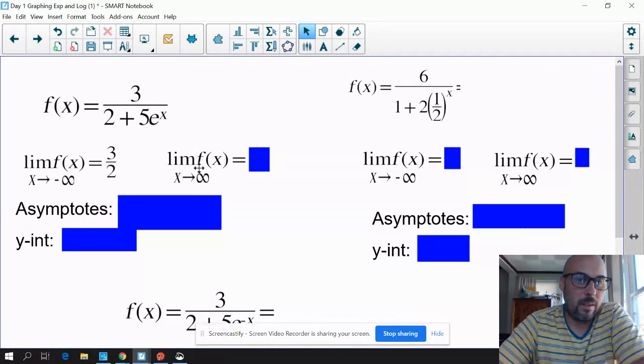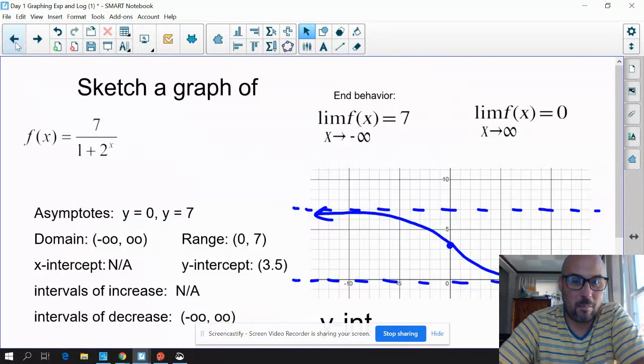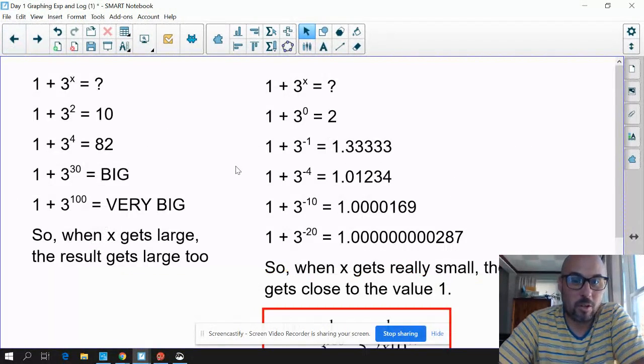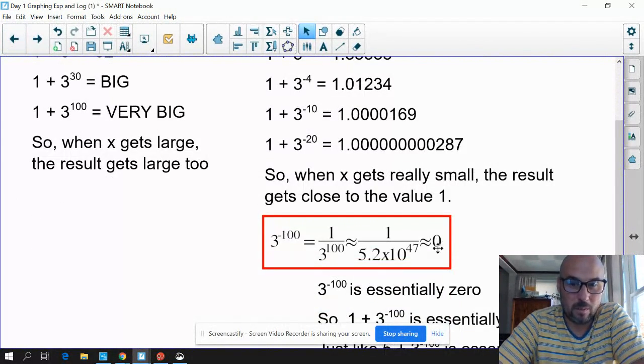And when x gets really, really large, like e to the 100th, this would become very, very, very large. So 3 divided by 2 plus 5 times a big, big number makes the whole denominator big. And 3 divided by a big number is 0. Remember, 3 divided by any number divided by a much, much larger number will always be 0.